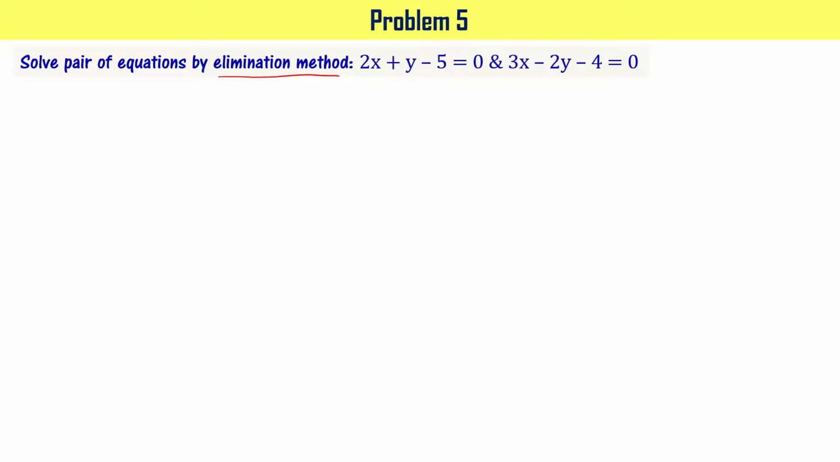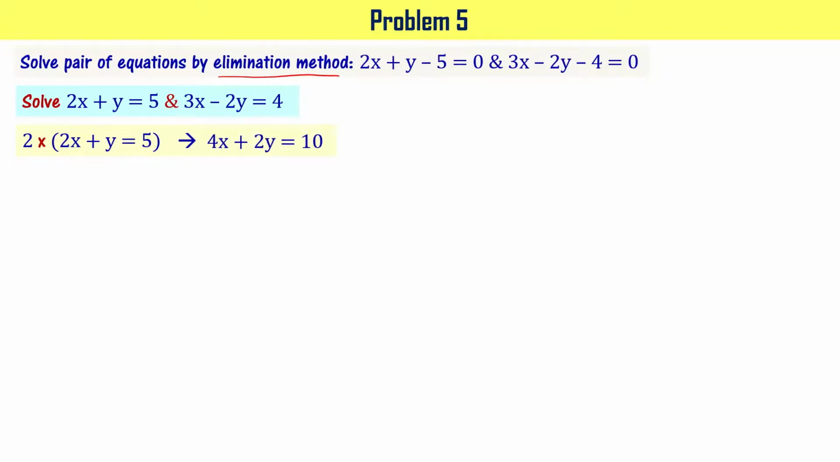So to do that, what I'm going to do is I'm going to multiply the first equation, that is 2x plus y equal to 5, with number 2, such that it becomes 4x plus 2y equal to 10. Why I'm doing that? Because here now I have plus 2y, right? In the second equation I have minus 2y. If I add these two equations, I am going to eliminate y, right? Here I have minus 2y and here I have plus 2y. So let me keep the second equation as is, that is 3x minus 2y equal to 4.